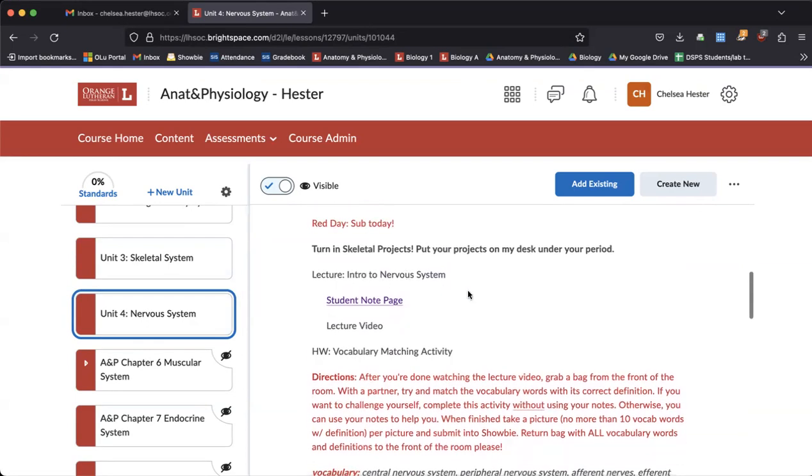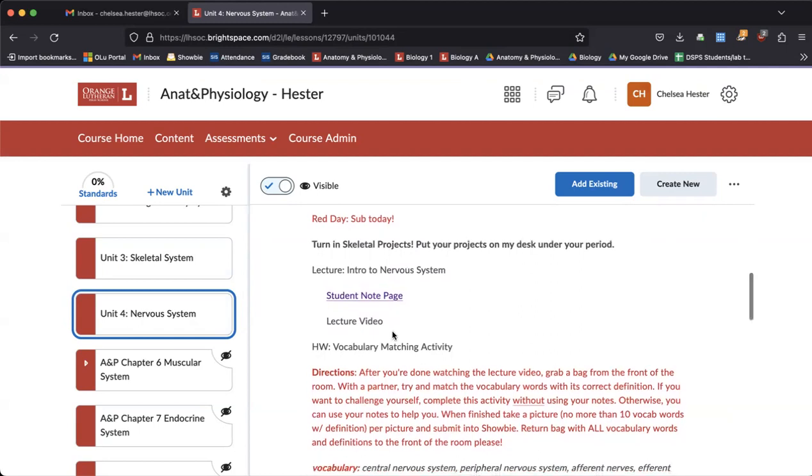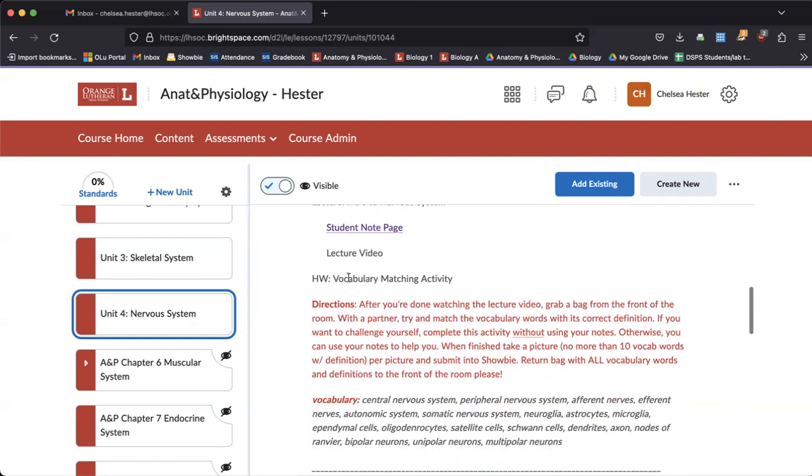We're going to do a little intro to the nervous system, and then you have a vocabulary matching activity that you're going to do with a partner. I posted the directions here, so please take a look at that before you start. There should be little baggies in a turquoise box at the front of the room, so you and your partner go grab one and complete the assignment by matching the correct vocab word with the correct definition, and then take a picture of that and put it into Shobi.